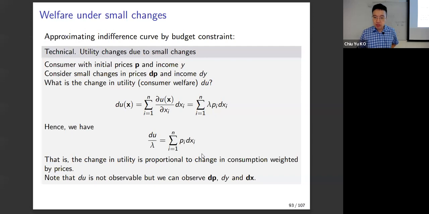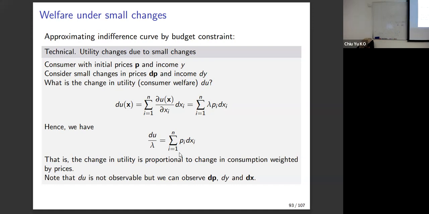Here is welfare changes. The question is, if you make changes to the model, what do you get? You have utility, prices and income. If you change prices or income, the change in utility depends on all of this. This comes from the FOC, lambda times P_i. You take lambda, then the change in utility is proportional to the change in price.